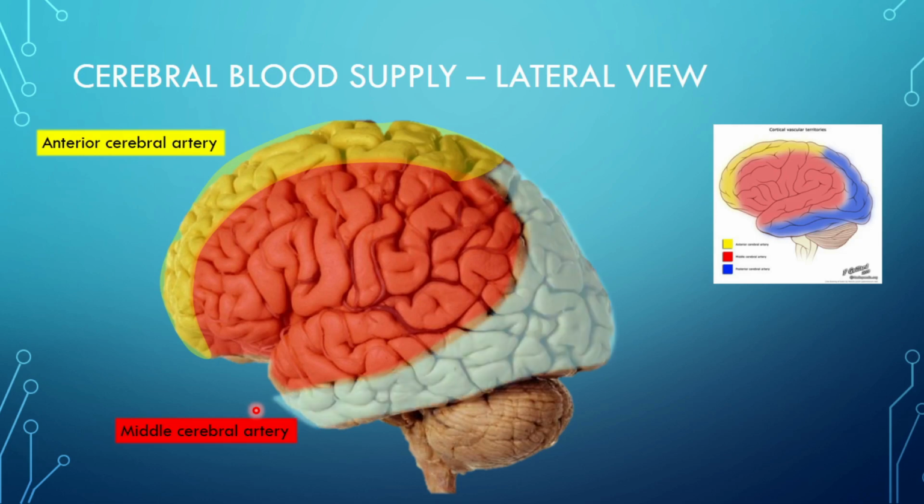The third artery is the posterior cerebral artery, and this supplies everything else that I haven't mentioned on the cerebral cortex. So it supplies a small portion of the parietal lobe, the occipital lobe, and that whole inferior half of the temporal lobe. And it's the posterior cerebral artery that comes from the vertebro-basilar system.